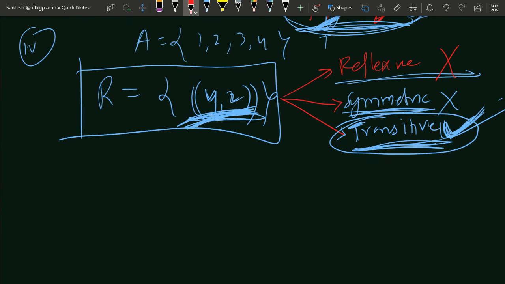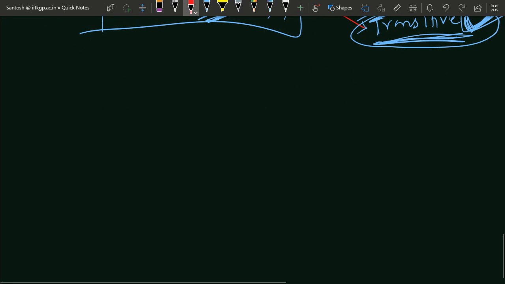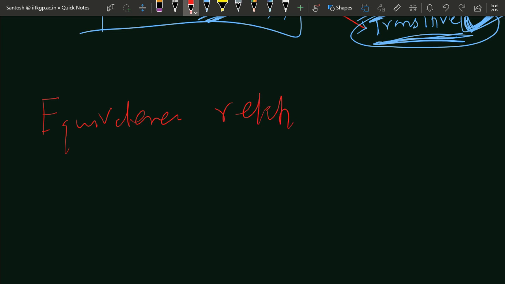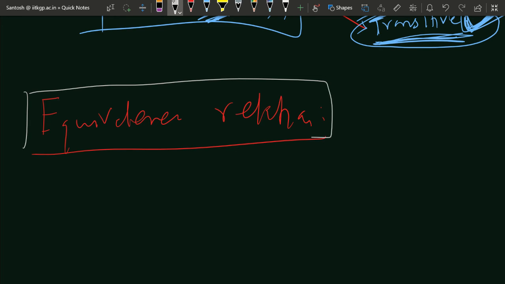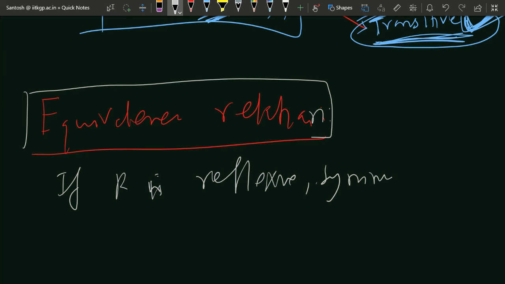Now, so you got reflexive, symmetric, transitive. Now there is one more relation. You know equivalence relation already, right? So what is equivalence relation? When a relation is symmetric, transitive, and reflexive, then it is known as an equivalence relation. So R is reflexive, symmetric, and transitive simultaneously.